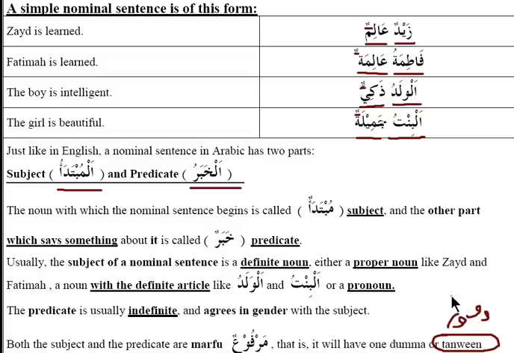So there was one question that was asked, and that was names that actually have al in the beginning, proper nouns that have al in the beginning. For example, you say Al Hasanu, or Al Hasan. That's a name of a person.